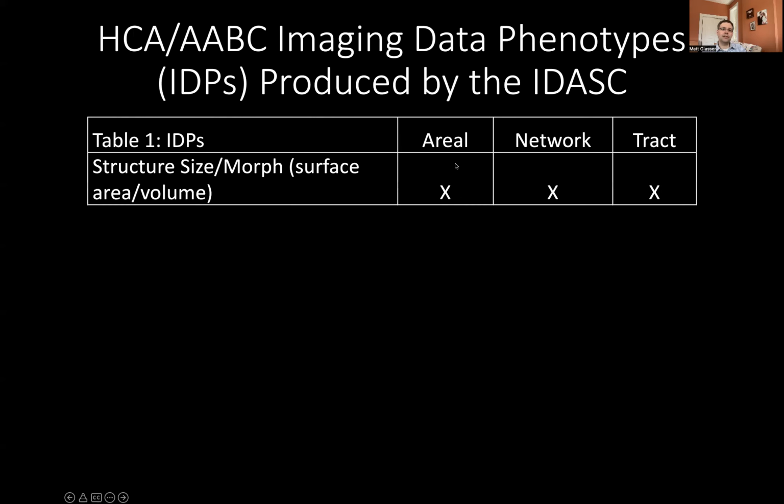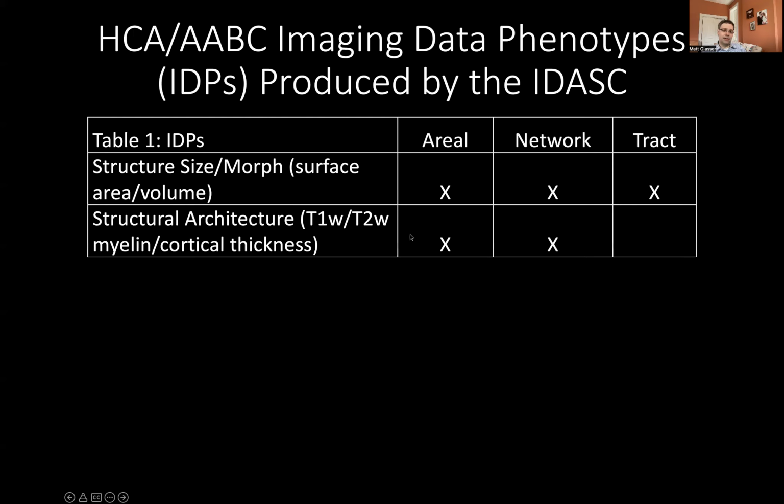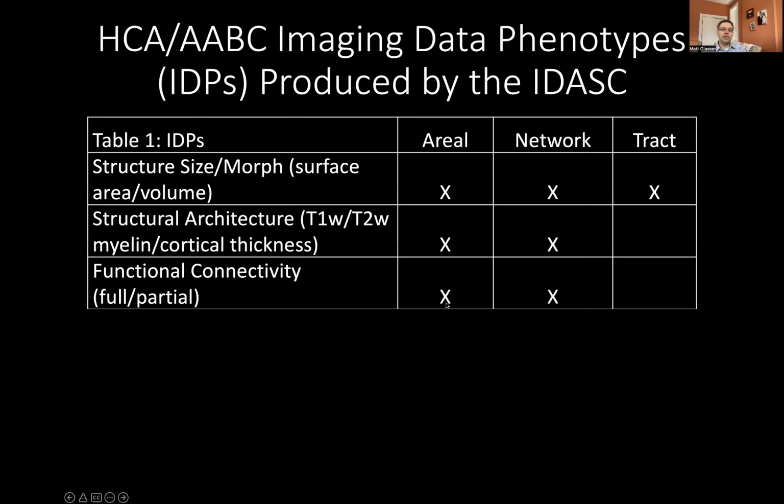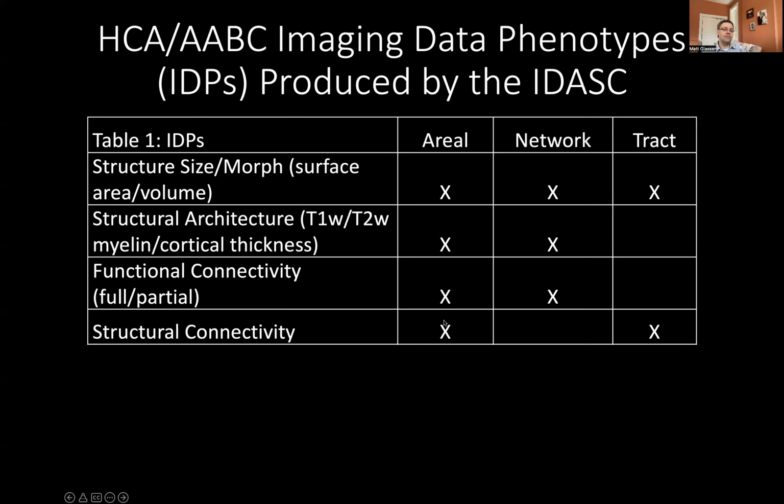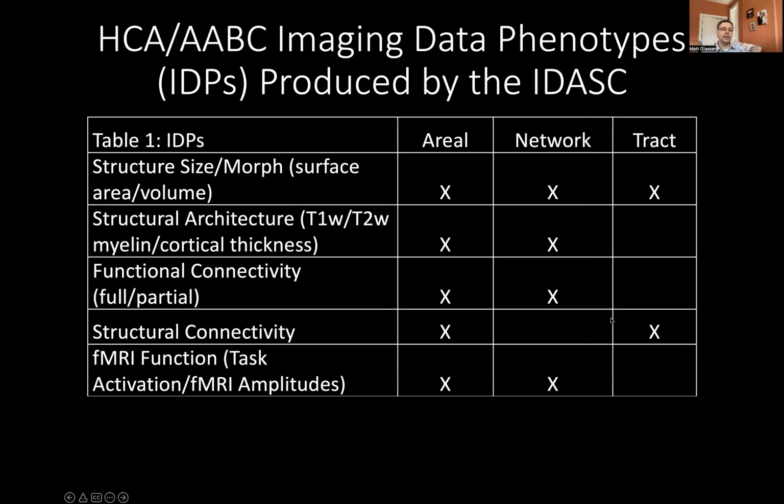All right, so just to conclude, what kind of data is going to be produced for the Adult Aging Brain Connectome Project? What are the IDPs that we're making? Well, we've got some at the cortical areal level, network level, and the tract level. And we can consider things like the size or the surface area of these, or the volume of these different structures. We can measure architectural information like myelin or cortical thickness. Functional connectivity could be done either area to area or network to network. Structural connectivity can be area to area or based on the tracts.